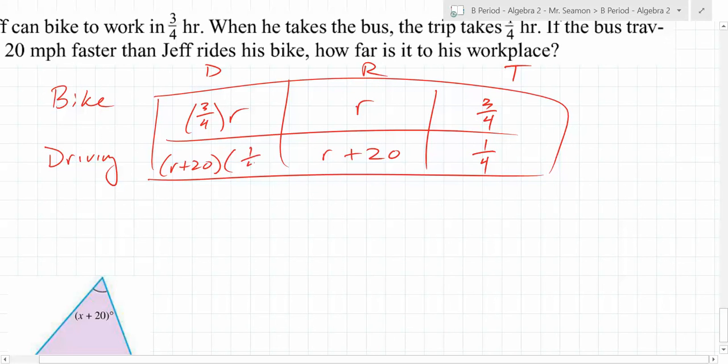Are they making a different trip or the same trip when they're driving or biking? Same trip. So what do you know about the distance? Same for each one. So what equation can I write? Someone tell me what equation I can write down. Katie, go for it. R plus 20 times 1/4. Yes. Equals what? 3/4 R. There you go.